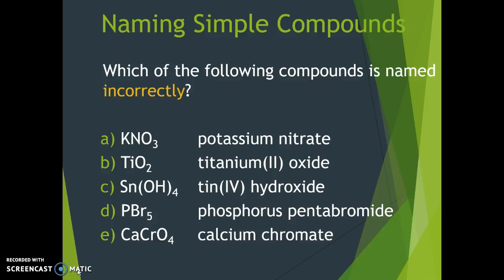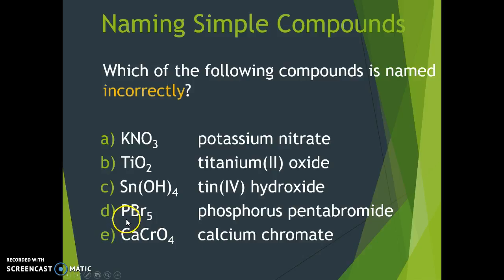To summarize, here's one final example of naming, and we need to determine which of the following compounds has the incorrect name. If you look at letter A, potassium is a metal and it only has one charge. It is bonded to the polyatomic ion nitrate, so this is correctly named potassium nitrate. We're going to skip over letter B. Tin hydroxide here. Hydroxide is a polyatomic ion that carries a -1 charge. Since there are 4 of them, then the tin must have a +4 charge to form a neutral compound. So this is correctly named tin(IV) hydroxide.